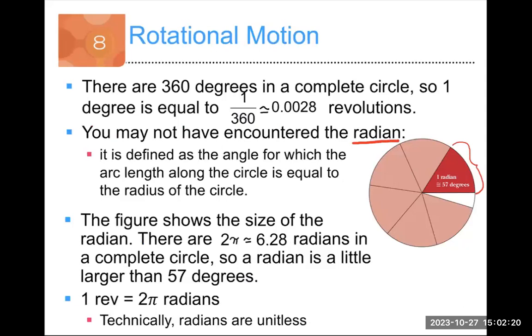There are approximately 2 pi, or 6.28, radians in this complete circle. So a radian is a little larger than 57 degrees. 1 revolution is 2 pi radians. This is going to be a conversion factor that we will use during this chapter. Also keep in mind that radians are unitless. There's no units associated with them. Another thing to keep in mind is that revolutions is an angular quantity, whereas radians is a linear quantity.